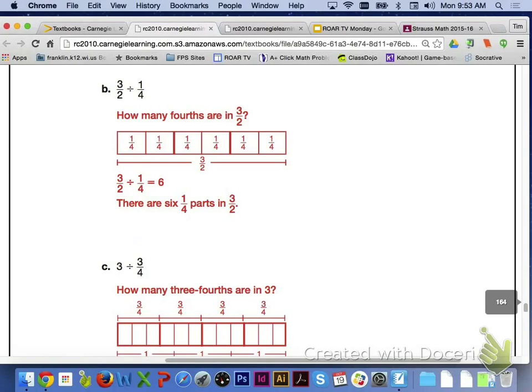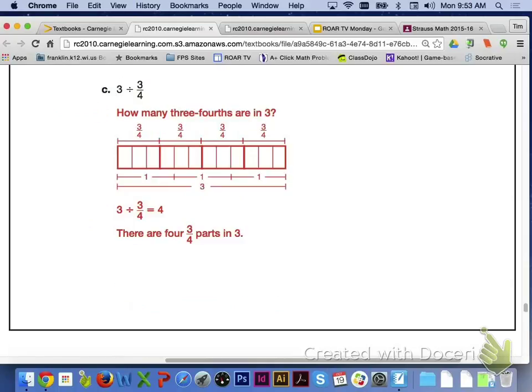For letter B, we have 3/2 divided by 1/4. So the sentence we are writing: how many fourths are in 3/2? 3/2 divided by 1/4 is going to be equal to 6. So there are 6 1/4 parts in 3/2. For letter C, we have 3 divided by 3/4. How many 3/4 are in 3? We have our diagram shown. 3 divided by 3/4 is going to be 4. So there are 4 3/4 parts in 3.